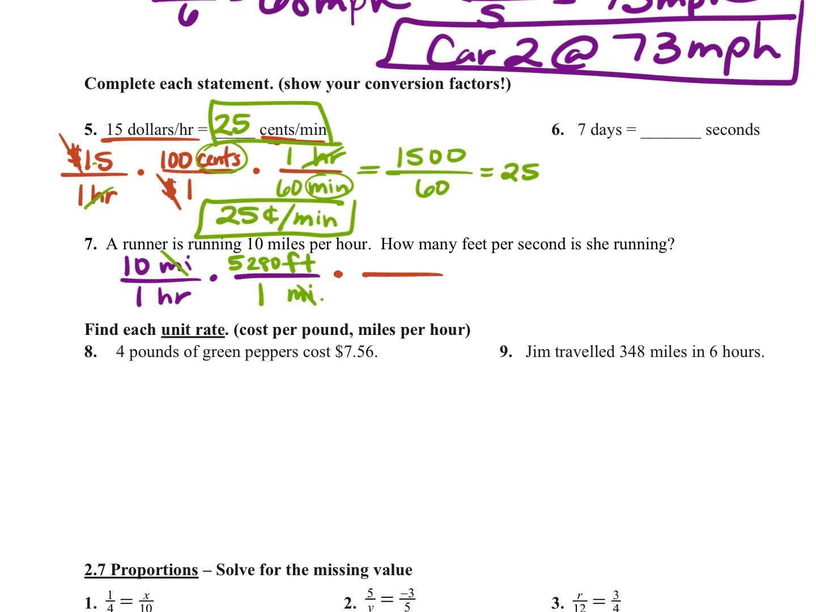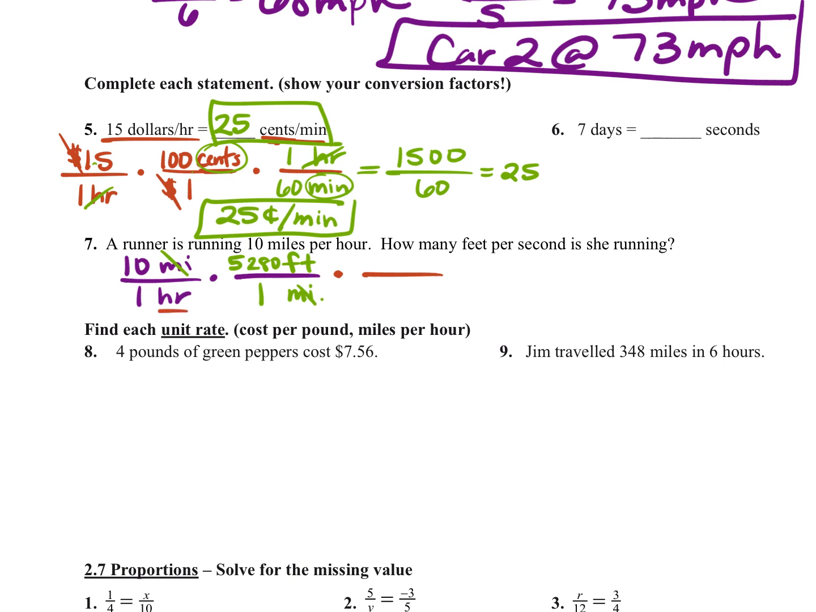What do you do next? Divide. Not yet. Then I go to per second. Right now we're at feet per hour. We got to go to seconds, right? How do you get from hours to seconds? Is it 1 to 60, or is it 60?